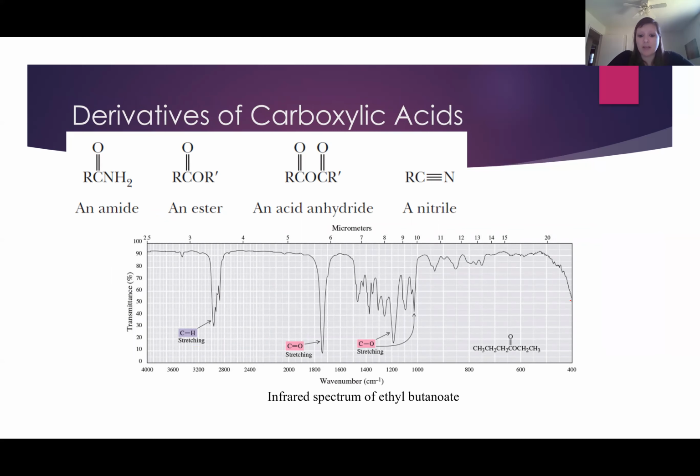Other derivatives of carboxylic acids are also going to have a C double bond O. Esters, for example, will have another CO stretch because of that carbon-oxygen bond right here. And you will almost always in every molecule see carbon-hydrogen stretching as well as bending.